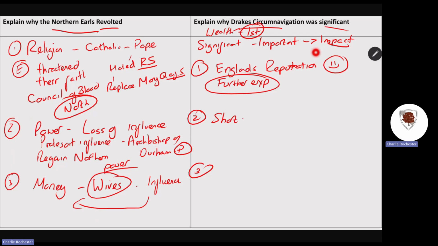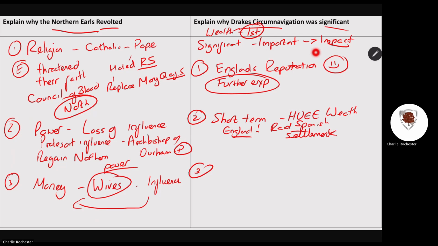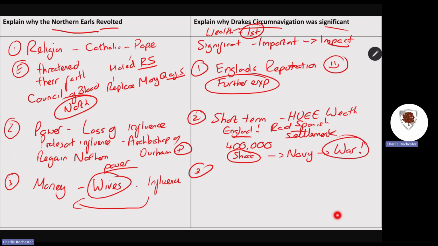In the short term, it brought back huge wealth to England. Again, really important because of the raiding of Spanish settlements. In excess of around 400,000 we're talking about. Now, Elizabeth would have received a share of this, which would be important to the country's strength, but it would have also had a long-term impact on the navy, which in turn would have eventually helped with war against Spain in 1588.